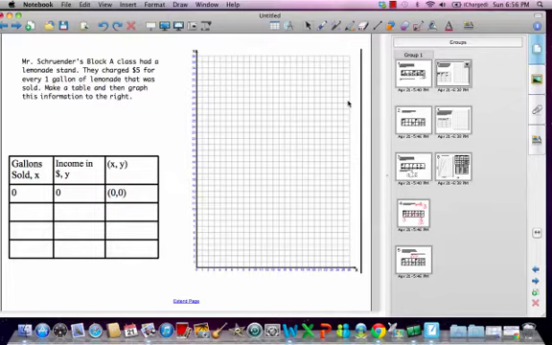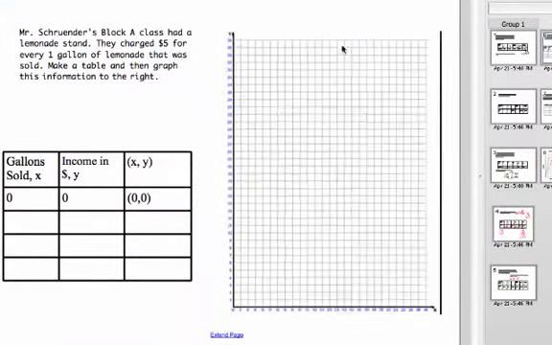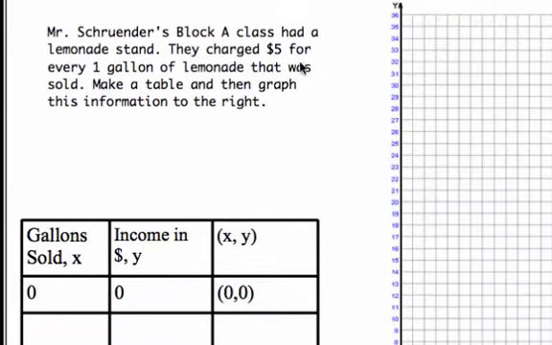All right, let's focus. Mr. Schreiner's Block A class had a lemonade stand. They charged $5 for every 1 gallon of lemonade that was sold. Make a table and then graph this information to the right. So, let's not move our graph. There's our graph right there.